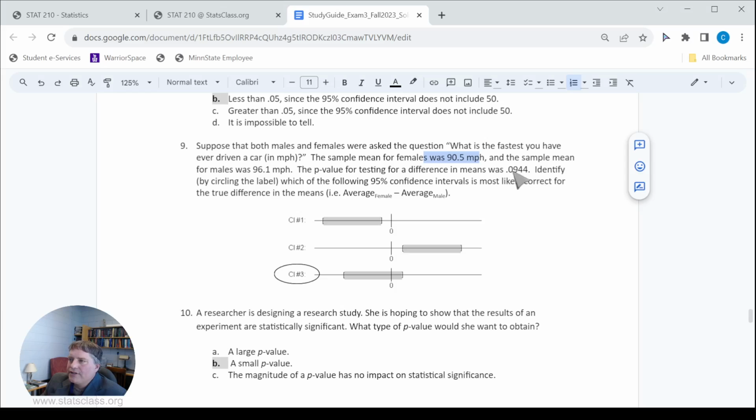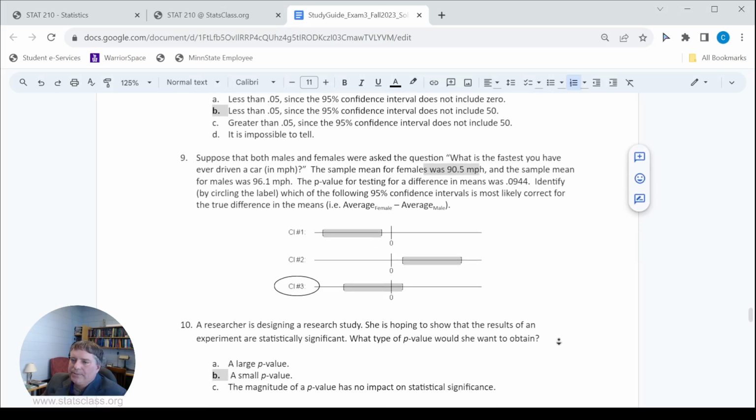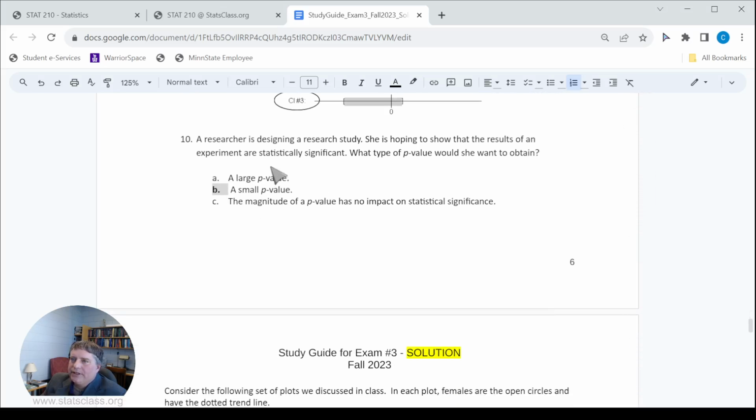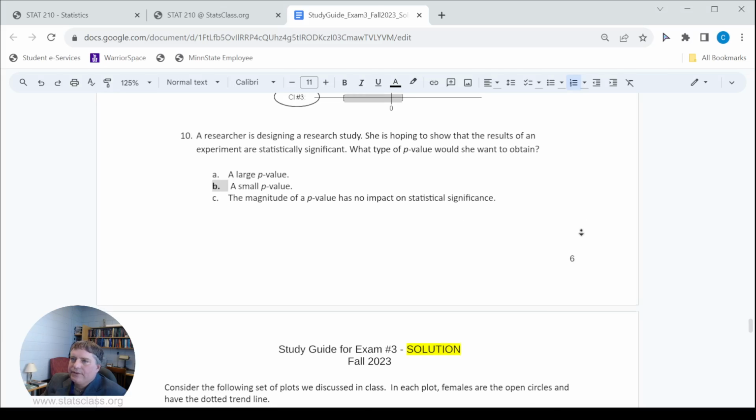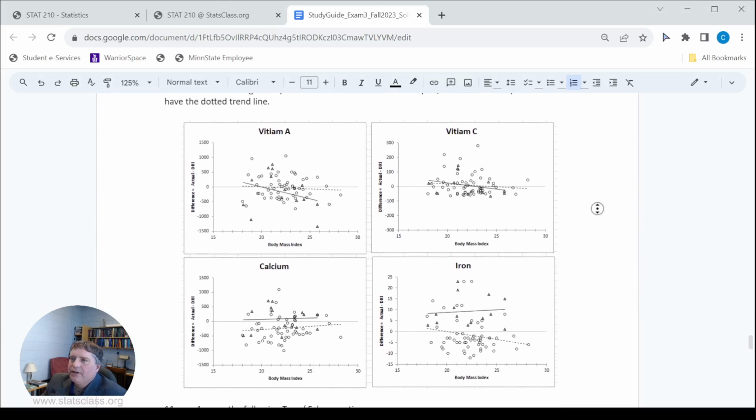So another version of this question is if I were to change this to 0.03, then CI number 1 is going to be your correct answer. Okay, number 10 is just asking whether you want a small p-value or a large p-value. Well, she's hoping to have something be statistically significant, so we want a small p-value, less than 0.05.